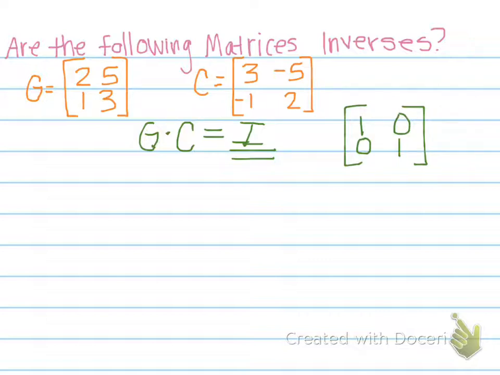Now, when you plug that in your calculator, you do get 1, 0, 0, 1, so yes, they are inverses of one another. If you didn't get the identity matrix, and I mean exactly as you see it here, nothing switched, even if they're all 1s and 0s, it has to be in that order just like that, then you would simply say they are not inverses of one another.